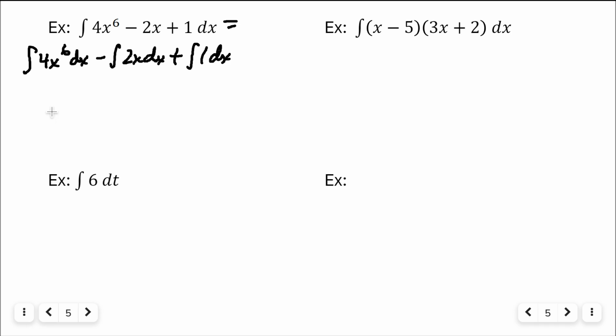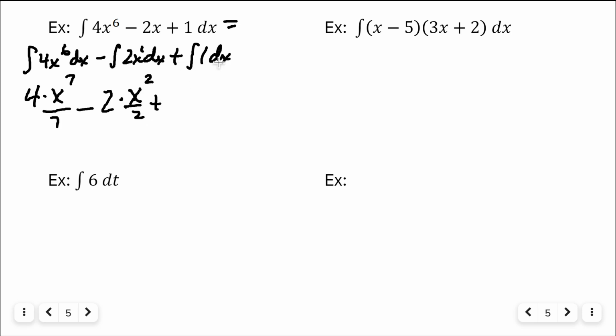And then we can do them all separately. So to do this, again, you just leave the 4 out of it, just like you would for derivatives. Leave the 4 out. The integral of x to the 6th, I'm going to add 1 to the power, divide by what I get. Minus, leave the 2 out. The integral of x, not the derivative. The integral of x, I'm going to add 1 to the power. Well, there's a 1 there, so now it's 2, and divide by 2.